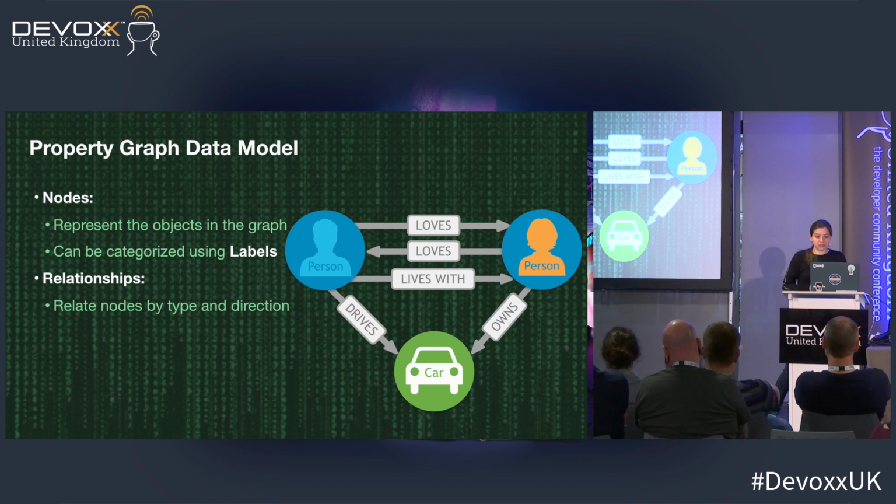And then you can also specify a direction. So here we have a loves relationship here and there. You could also say one single loves relationship.